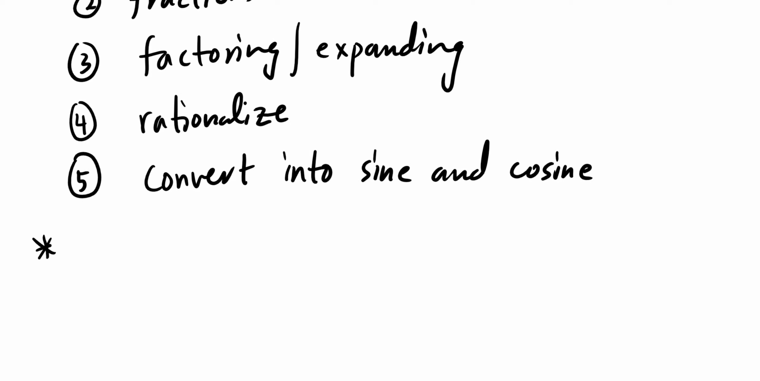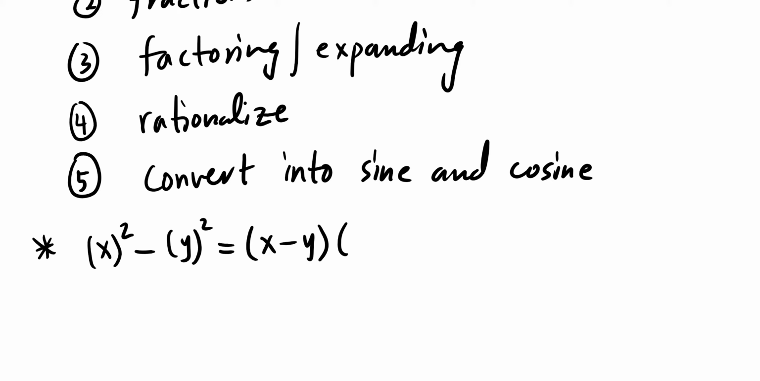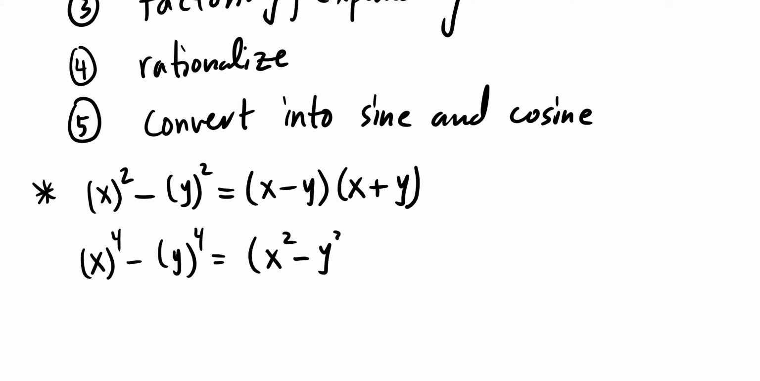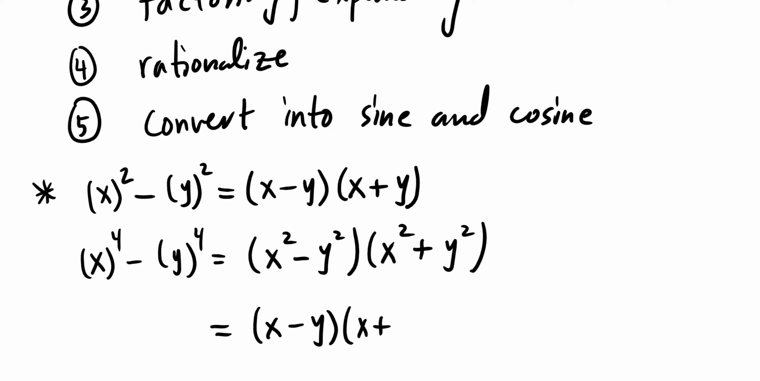Another good thing to know from algebra that is being applied in trig is the factoring, especially x squared minus y squared, the difference of two squares. That's x minus y times x plus y. And the other one, x to the fourth minus y to the fourth. This factors as x squared minus y squared times x squared plus y squared. But again, x squared minus y squared, we just factor as x minus y, x plus y. And we keep the other one the same.